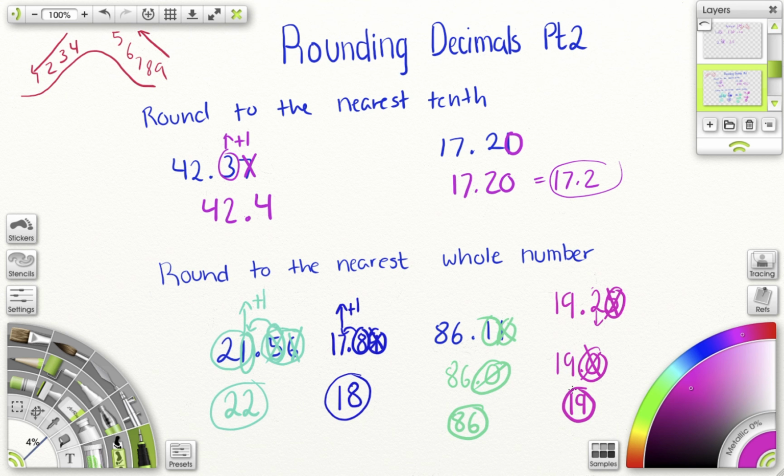Okay? And that's rounding. So you're going to have a sheet today that is continuing to rounds. It's going to ask for tenths, but they're just going to be digits that look like these ones up here. And it's going to ask you to round to the nearest whole number. And that's it. That brings us to the end of decimals.